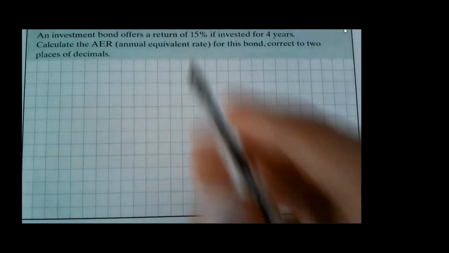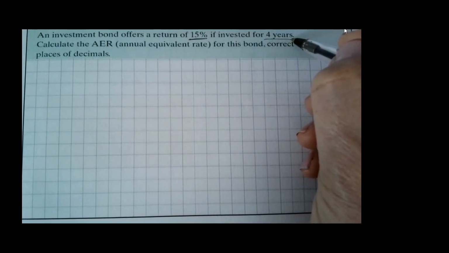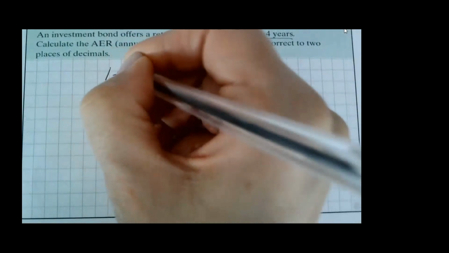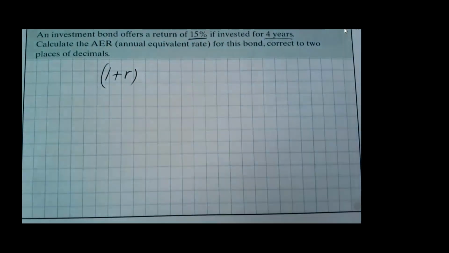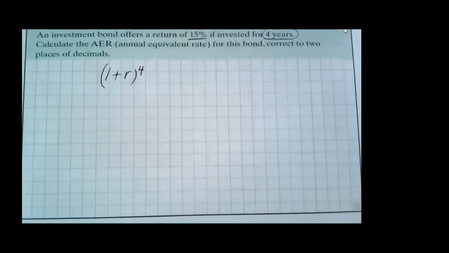Now here, what we have is we have 15%, which is the total percentage that it's going to give you as a return for 4 years. So it's 15% over that 4-year period. It's not 15% per year. And so what they're asking me to find out is what is that rate then per year if it's giving 15% overall in the 4 years. So here, what we have is a rate that's going to be compounded every year for 4 years. So it's going to be compounded 4 times.